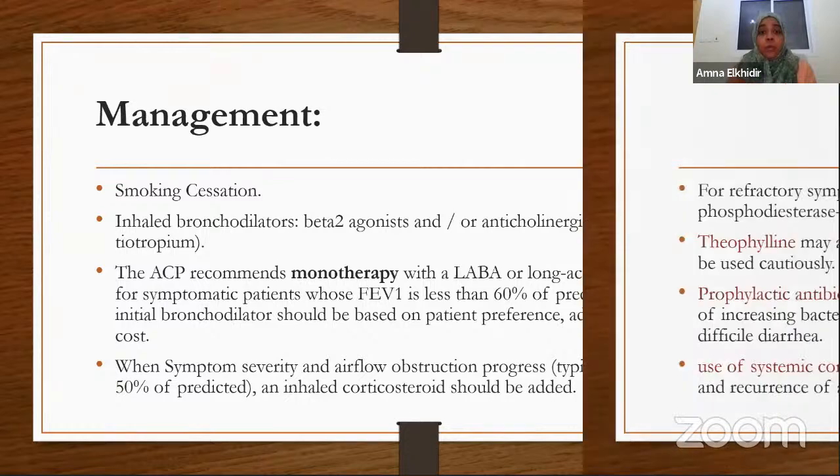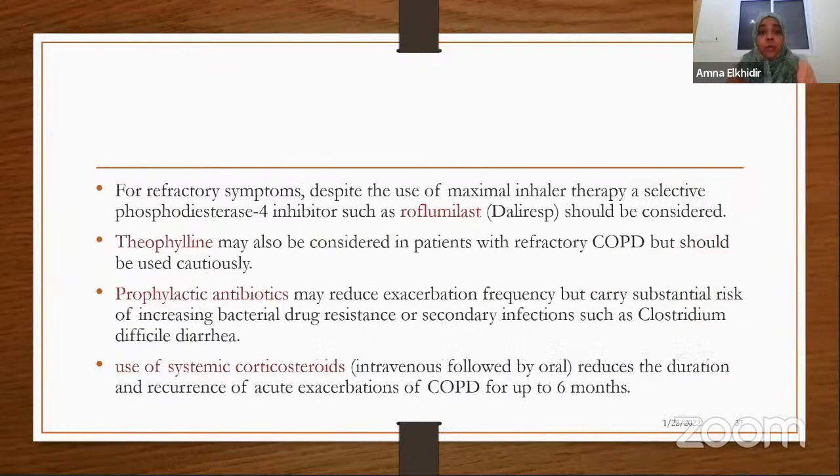If the symptoms are refractory despite the use of maximum inhaler therapy of long-acting beta agonist and inhaled corticosteroid, we can add selective phosphodiesterase 4 inhibitors. Theophylline is also prescribed for refractory cases and has severe side effects. Prophylactic antibiotics help to reduce exacerbation frequency, but have the risk of increasing bacterial drug resistance. We can use systemic steroids. They help to reduce the duration and recurrence of acute exacerbations of COPD for up to 6 months.